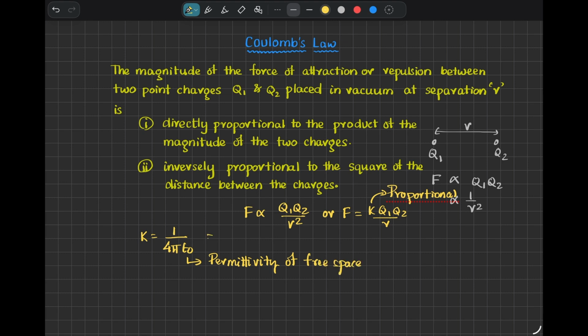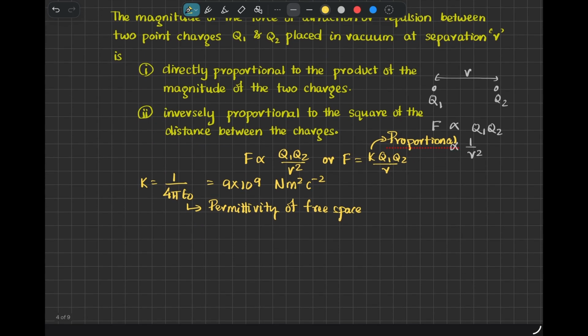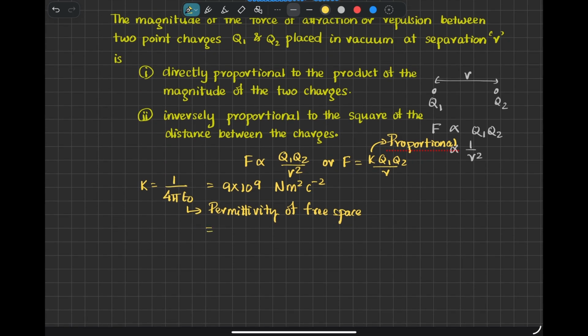The k value amounts to 9 into 10 to the power 9 Newton meter square per Coulomb square. The k value comes to be this much, and this permittivity term is equal to 8.85 into 10 to the power minus 12 Coulomb square per Newton per meter square. Now, what does this permittivity mean? Permittivity of free space is basically a term which gives the electric property of a medium.